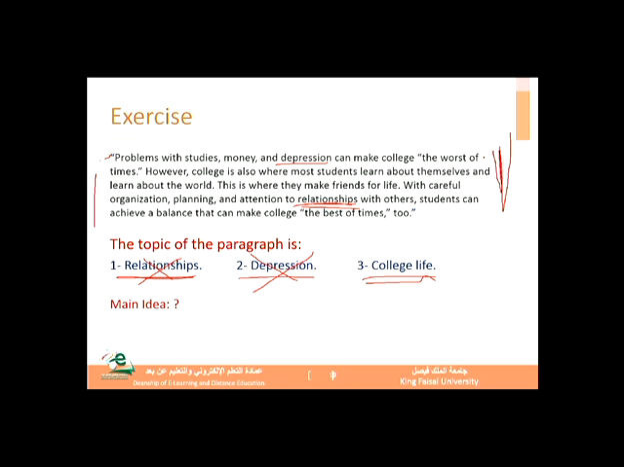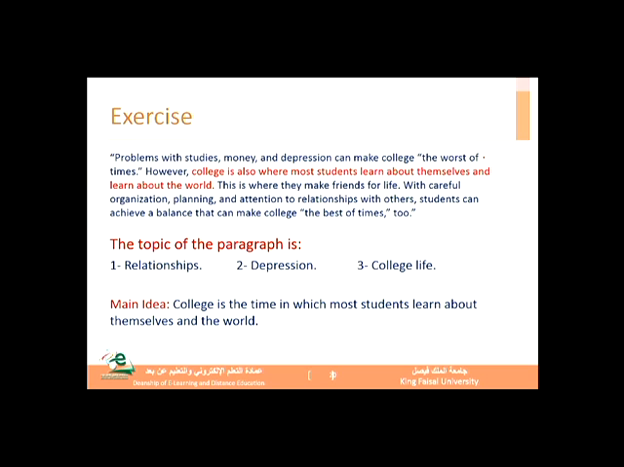The question is, what is the main idea now? Well, there's one sentence here that states the main idea. And to me, it's this one here. College is also where most students learn about themselves and learn about the world. All right. This is where they make friends for life. So this is related to the sentence. With careful organization, planning, and attention, students can achieve a balance, blah, blah, blah. This is also related to that sentence. All right? Students can learn about themselves and about the world.